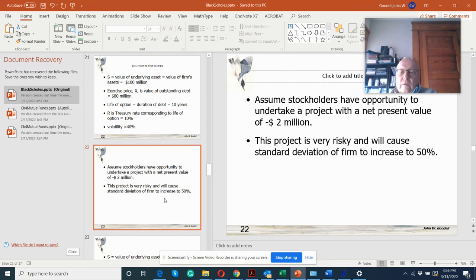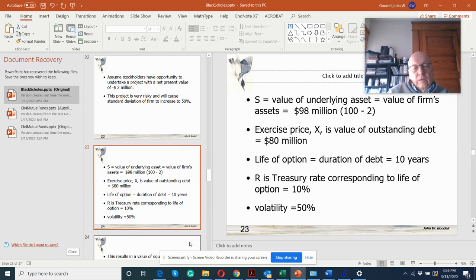But now let's have the stockholders take on a project with a net present value of negative 2 million. Normally, you would never take on a negative NPV project. That will lower the value of the firm from 100 to 98. But we're also going to model it like this. Just taking on this project by itself will increase the volatility of the whole firm from 0.4 to 0.5. So now we have this set of numbers: 98, 80, 10, 10, and 0.5.